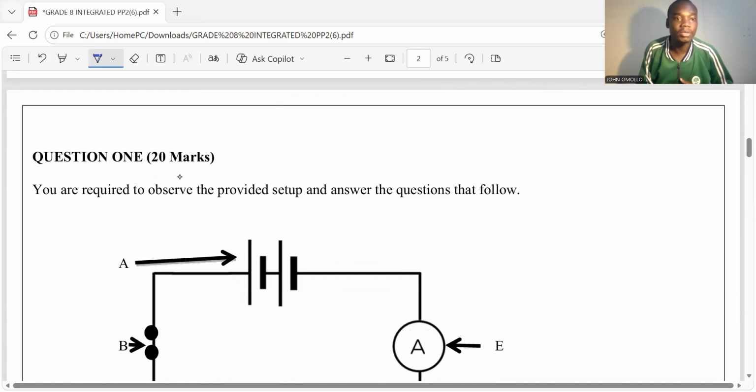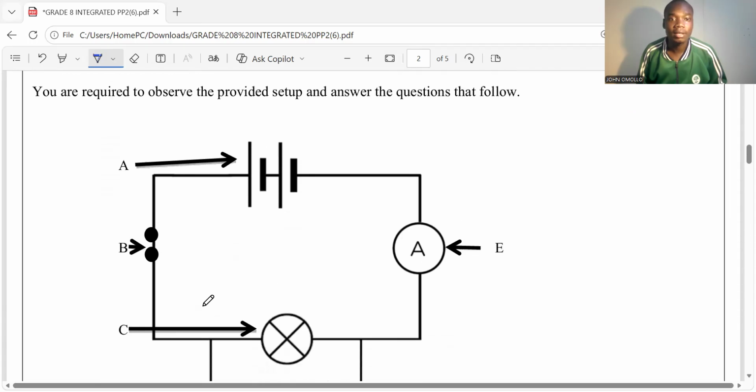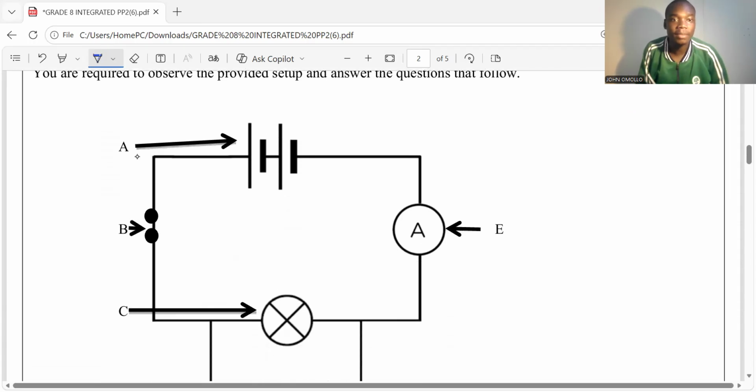So question 1, 20 marks. You are provided with a setup to observe. Answer the questions that follow. So there's a setup here with us. This one is a simple circuit. So we have the parts.